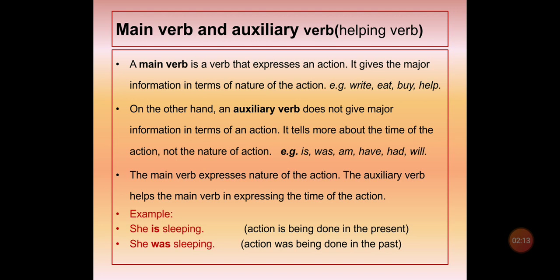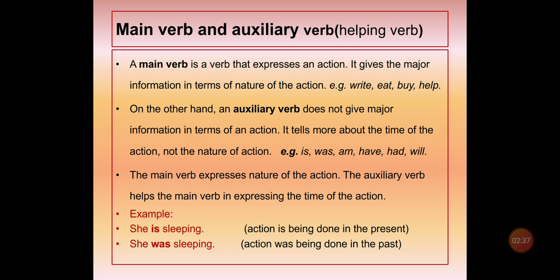Here are the examples. These will definitely make your concept clear about the nature of the action and the time of the action. She is sleeping. If we do not use "is" here, we will not come to know about the time of the sleeping. She is sleeping means the action is being done in the present time.